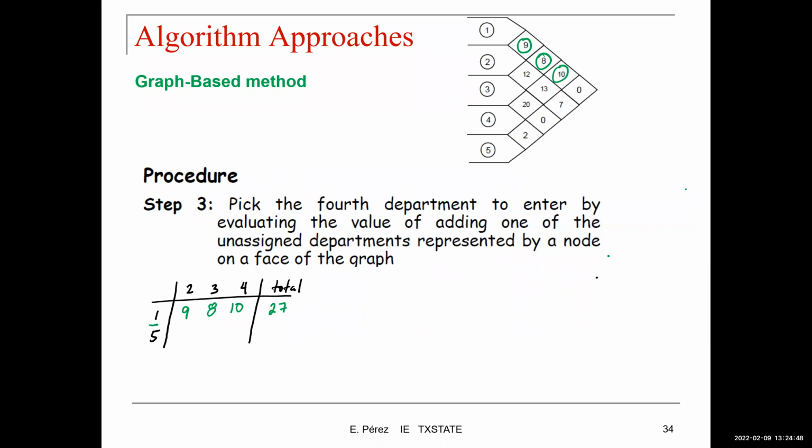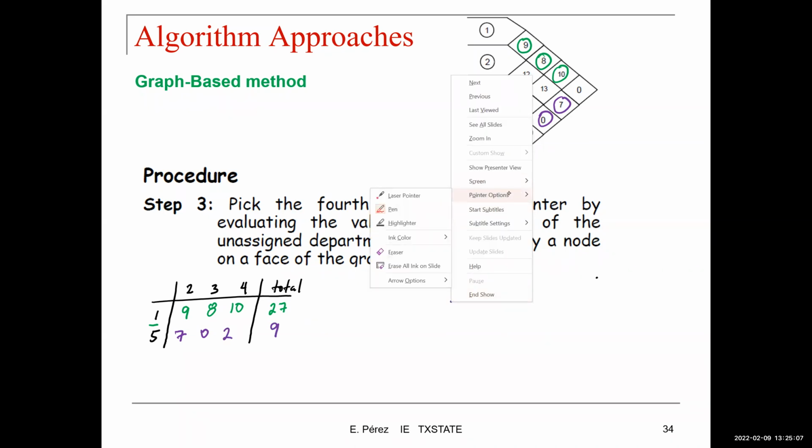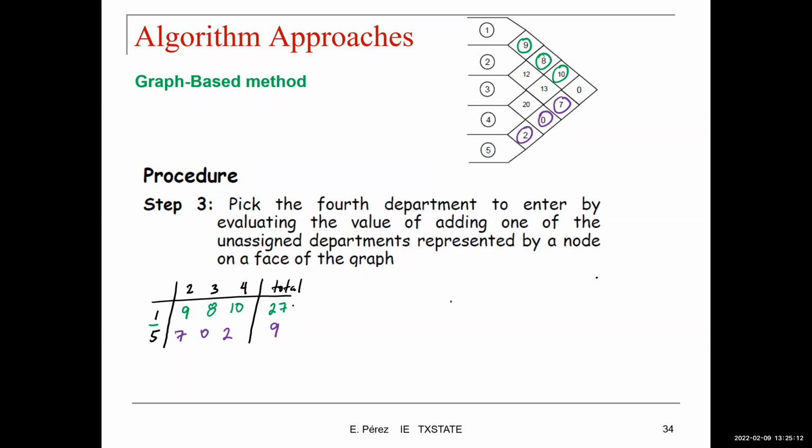Between 5 and 2, we have 7. 5 and 3, we have 0. And 5 and 4, we have 2. It's 9. So this one is the best. So 1 is going to enter.